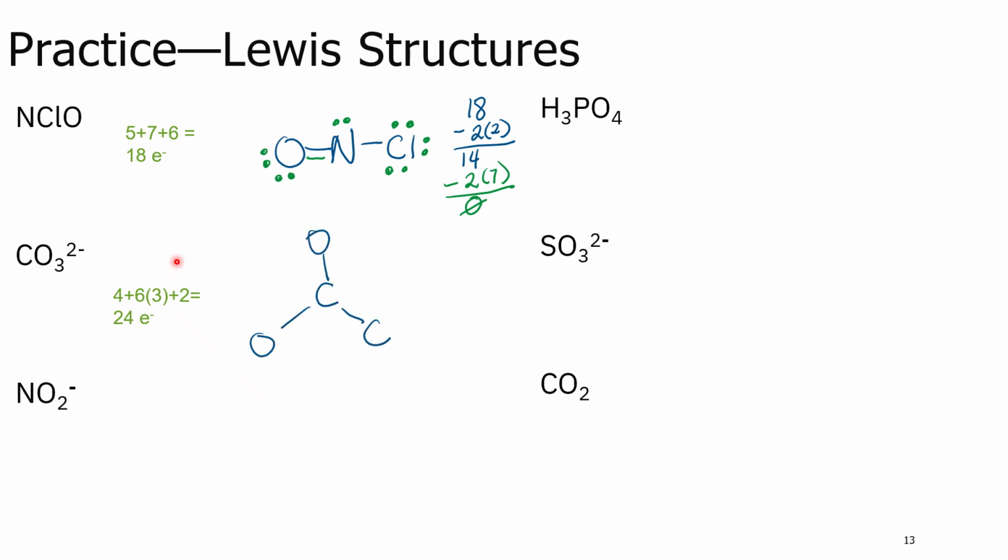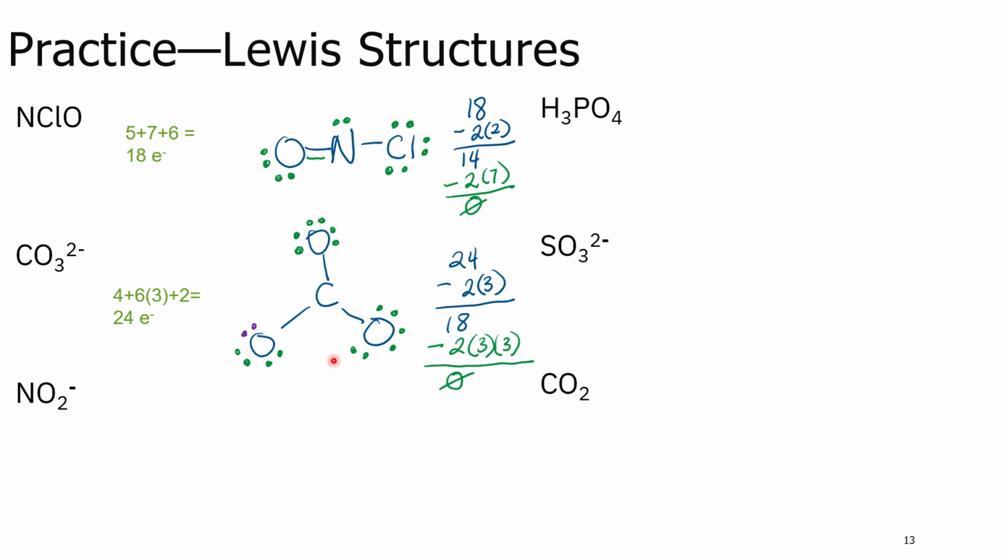Place the carbon atom in the center and connect it with single bonds to the 3 oxygen atoms. The 3 bonds use 6 electrons, leaving 18 electrons. Distribute those electrons to the oxygen atoms until each oxygen atom has 3 lone pairs to complete its octet. Now the carbon atom does not have a complete octet.